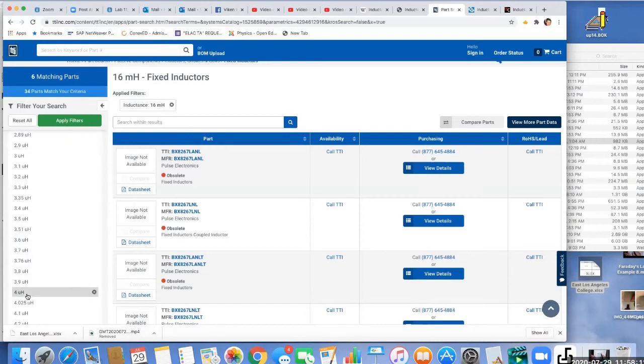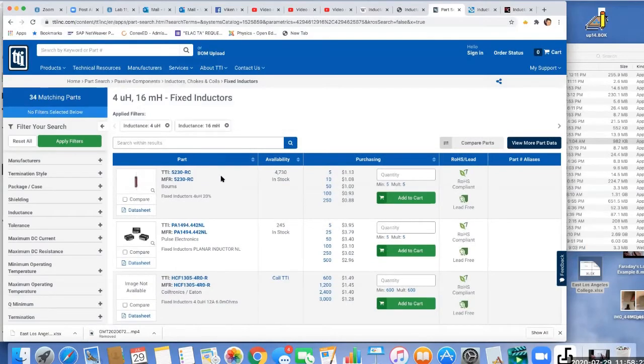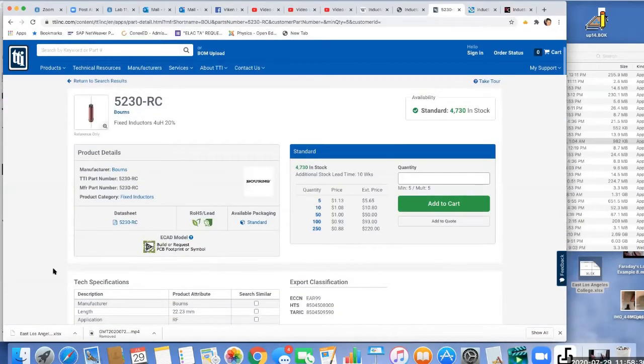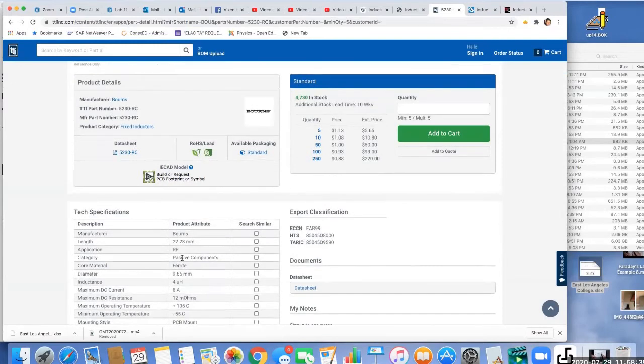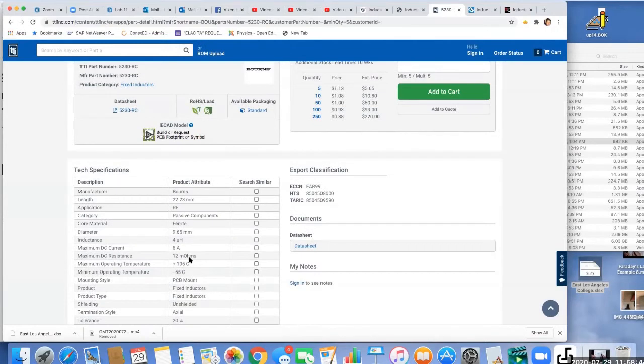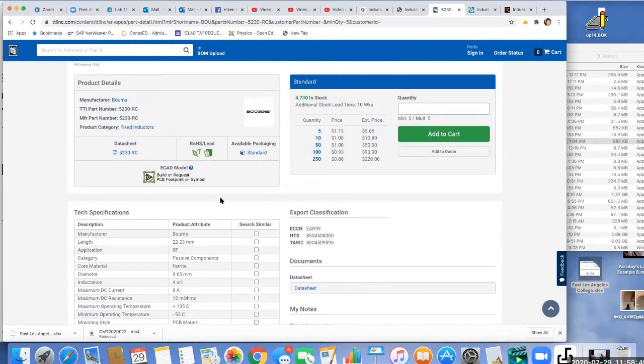Four microhenries. Okay, 4 microhenries. So if we clicked on them, oh, it gave you the length. Okay, we could actually do an example with this.